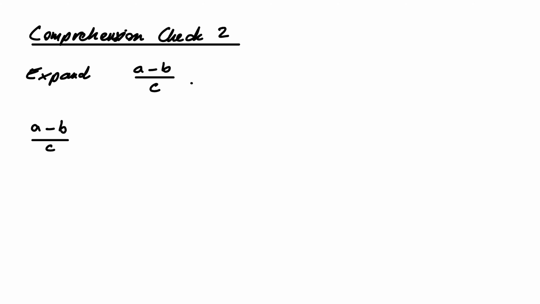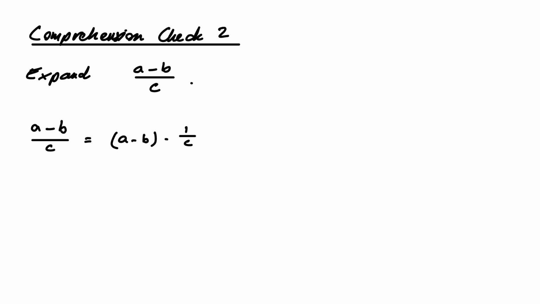Well, this is a minus b on top, that's kind of its own thing, divided by c. So what this means in fractional notation is (a - b), well, this is in fractional notation, multiplied by 1 divided by c. Okay, that's the definition of the fractional notation. That's what it means, okay?